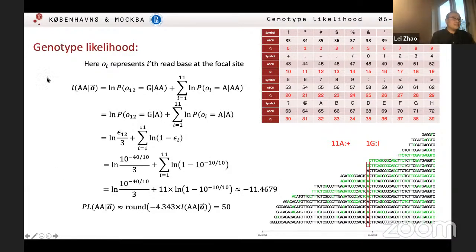And this is a log likelihood. And if you want to calculate the phred scale likelihood, like previously, suppose we calculate the true likelihood here, and we let the true likelihood equal 10 to the minus Q over 10, and we calculate that Q value. The Q value is an integer, so actually we should round the fraction, and what we get is this likelihood of AA is about 50 in the sense of phred scale likelihood.